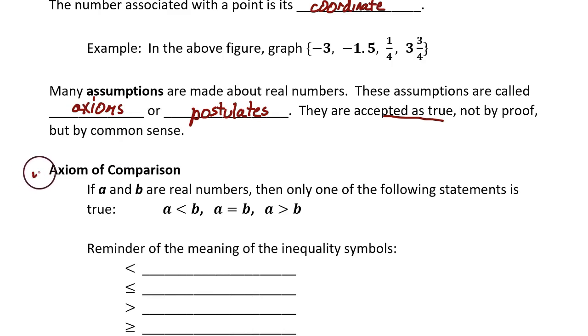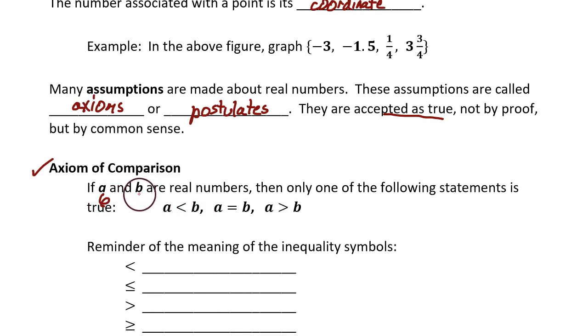The first is the axiom of comparison, and see if this sounds like it makes sense to us. If A and B are real numbers, then only one of the following can be true. A is less than B, A is equal to B, or A is greater than B. Does it make sense that only one of these can be true? For example, if A is 3 and B is the number 4, then what's true is 3 is less than 4. Or if A was 6 and B was 2, then what's true is 6 is greater than 2.